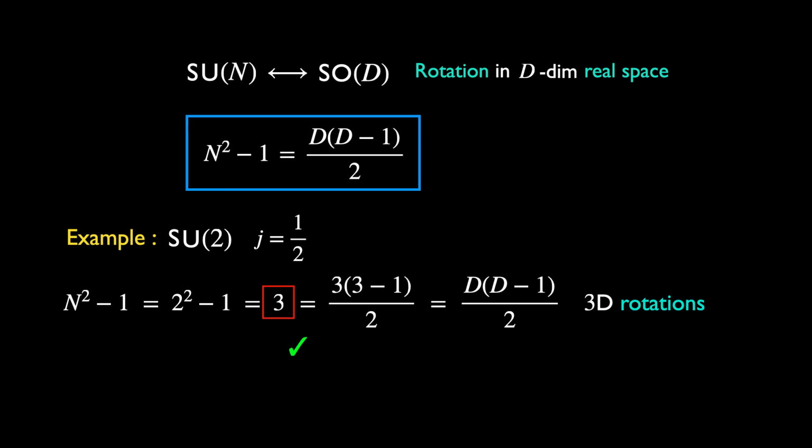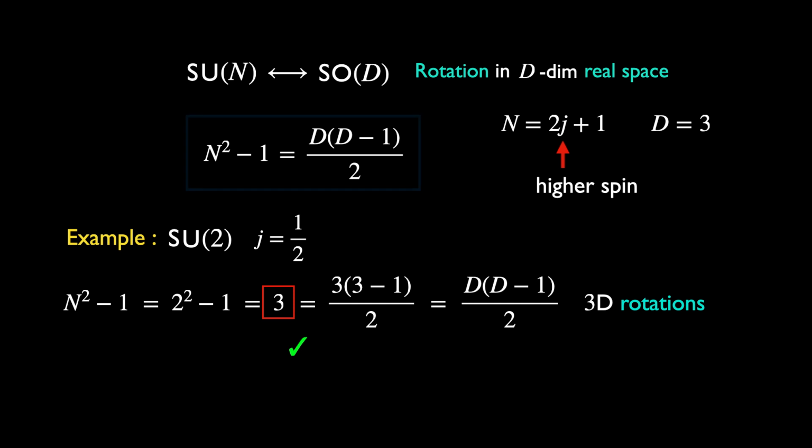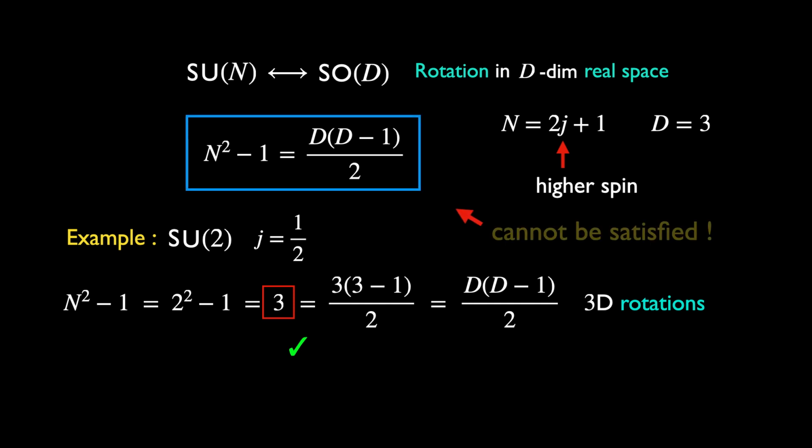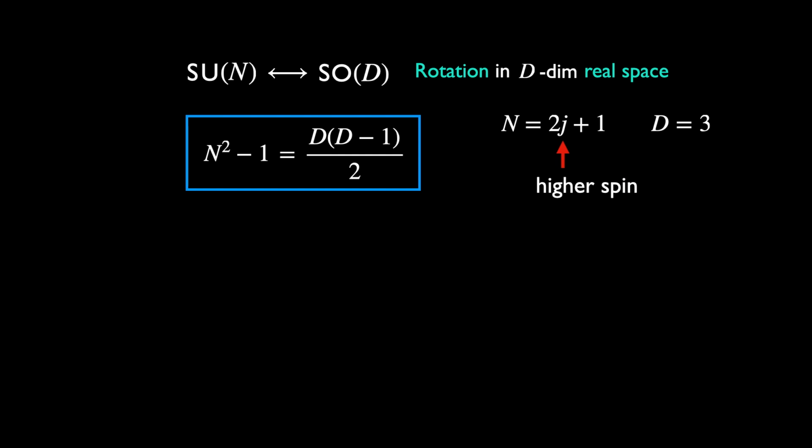The equation must necessarily be violated if we still fix d to be 3, but consider higher spins. Now n is equal to 2j plus 1, with j larger than half. The right-hand side of this equation remains the same, but the left-hand side increases. This messes up our equation. But this is to be expected.